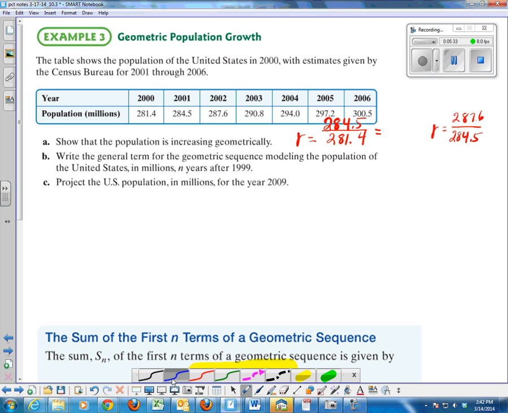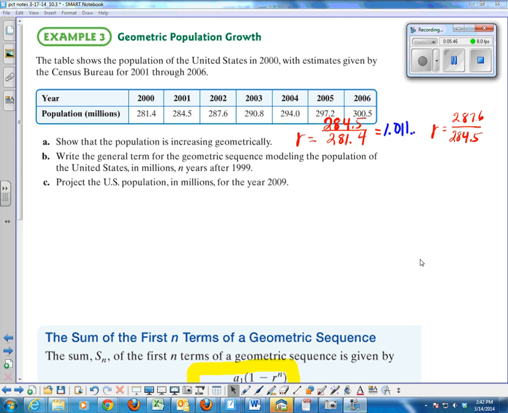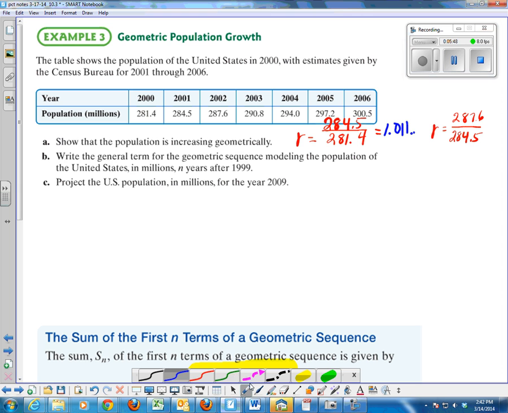And then I get 1.011 for this, and some more. Then calculate the second R value. And then this is also 1.01. So if the R value is constant, then the population is increasing geometrically.